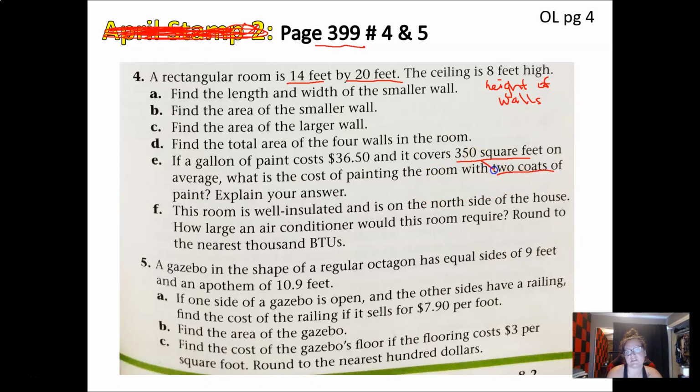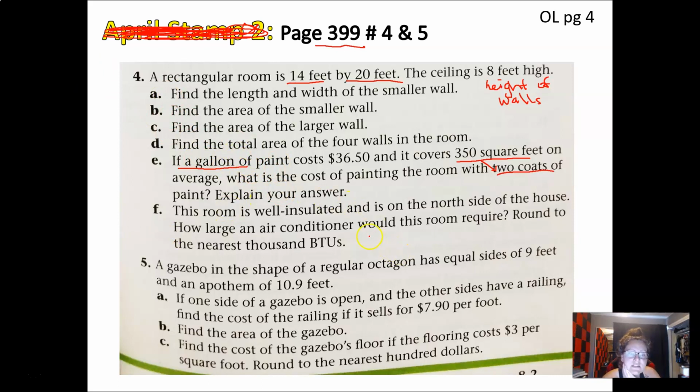So you'd have to take this and multiply it by 2. And so you got to figure out how much paint you're going to need. Okay, so a gallon of paint covers this much. So how many cans? So a gallon of paint is a can of paint. How many cans of paint are you going to need?